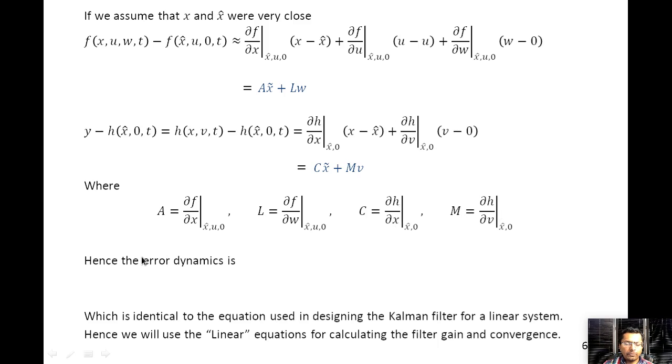C is partial h partial x, and M is partial h partial v. So this error dynamics is almost equal to x tilde dot equals A x tilde plus L w minus K times C x tilde plus M v. The only thing that changes is that instead of w we're multiplying by a constant matrix, and similarly instead of just v we're multiplying that by a constant matrix. So correspondingly, our covariances would get scaled up by these matrices.